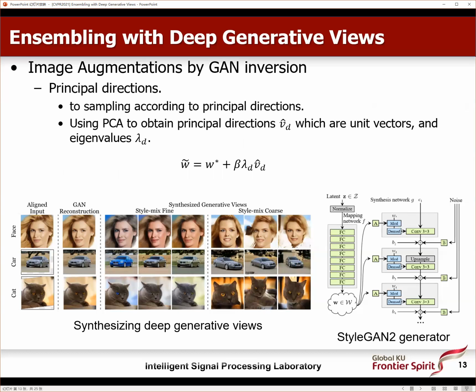So the second method is called the principal directions. We use PCA to get the principal directions and the eigenvalues of the latent vectors W, so that we can use these PCA results to do some manipulations on the latent vector W, so that we can get our outputs here. So this is the second method.